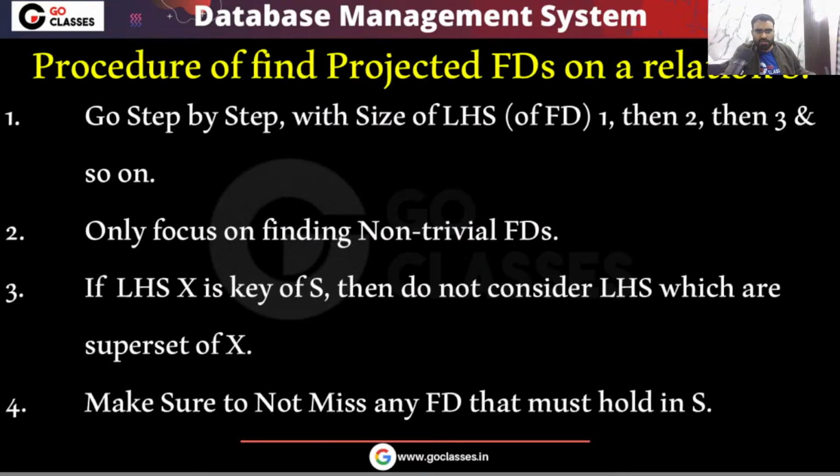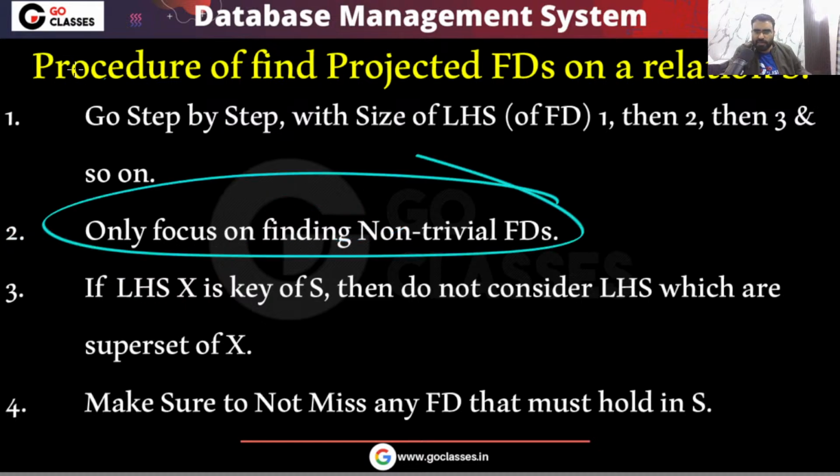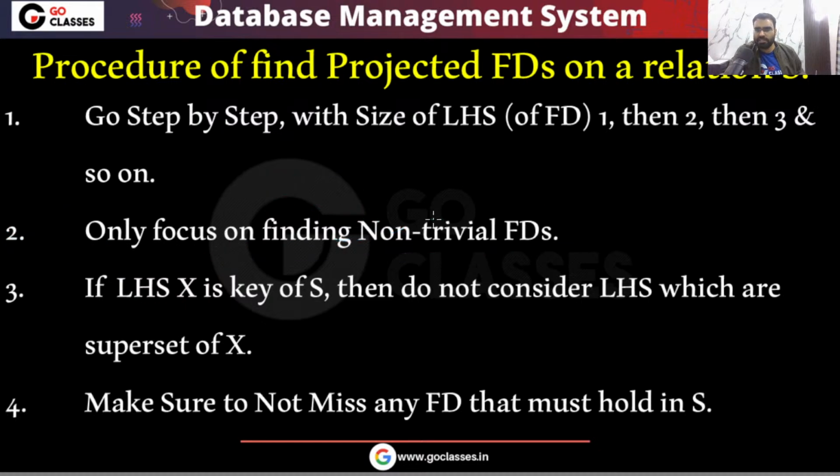So what is the procedure to find the projection of FDs on a subset of attributes? Very simple, go step by step, with LHS size 1, then 2, then 3, and so on. First you take the size of the LHS of the FD equal to 1, then size 2, size 3, and so on. Only focus on finding the non-trivial functional dependencies, because trivial functional dependencies will always hold in every relation. So you only have to find the non-trivial ones.